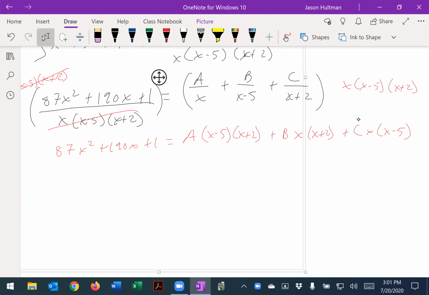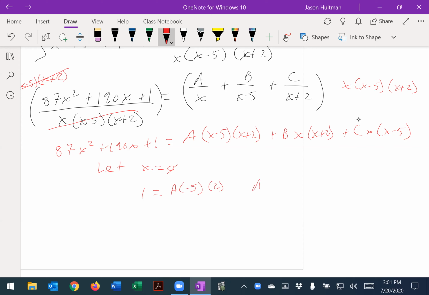So first, let's let x equal 0. You can see on the left side, the whole thing is going to go to 1. On the right side, the b and the c are going to go to 0. And so I'm just left with a times negative 5 times 2. So this implies that a is equal to 1 over negative 10.